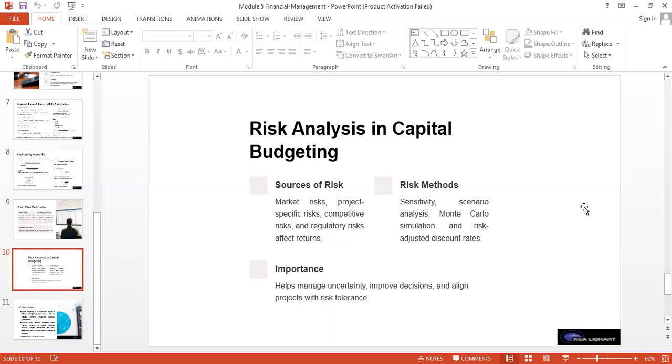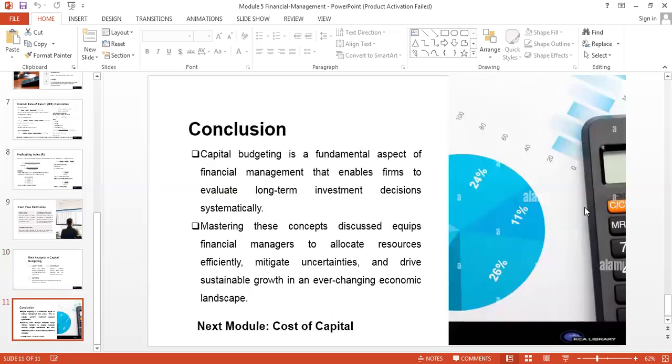The importance of risk analysis in capital budgeting includes that it helps to manage uncertainty, improves decisions, and aligns projects with risk tolerance. In conclusion, capital budgeting is a very important aspect of financial management, which enables firms to evaluate long-term investment decisions systematically. Mastering these concepts as discussed is very important as it equips financial managers to allocate resources efficiently, mitigate uncertainties, and drive sustainable growth in an ever-changing economic landscape.